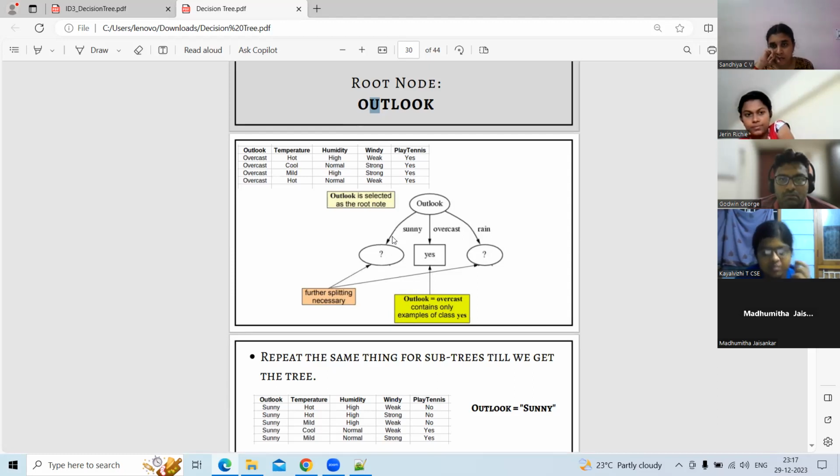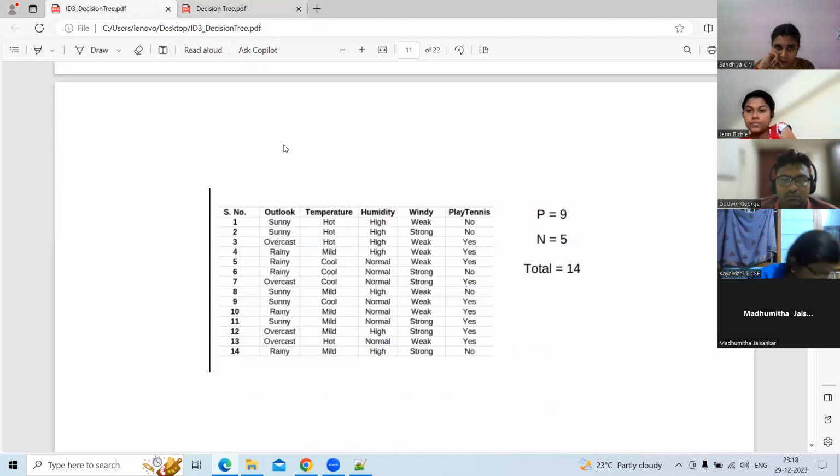Can you explain that? I didn't understand. Okay. Outlook where it is overcast. Show me that. Yeah. Overcast, it is always yes, we see. Oh, okay. All right. Entropy is 0.